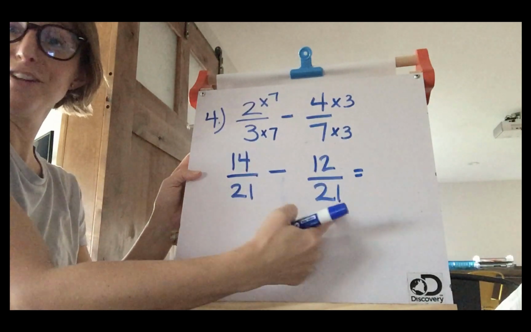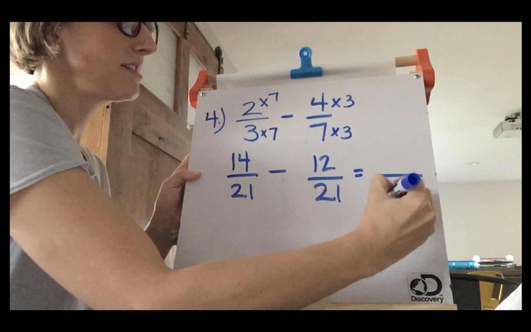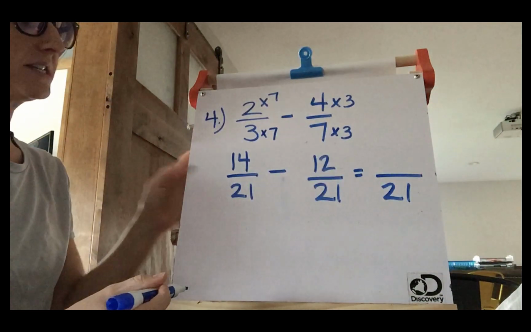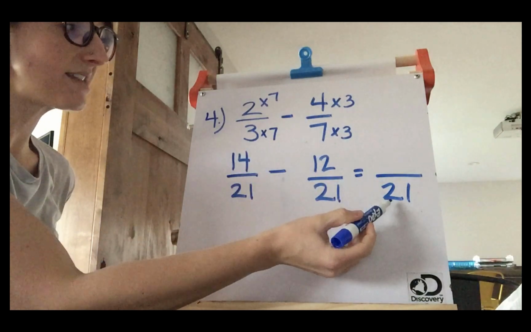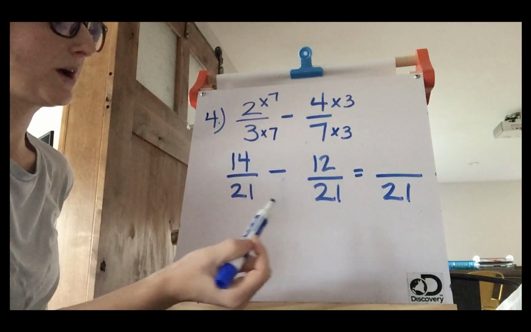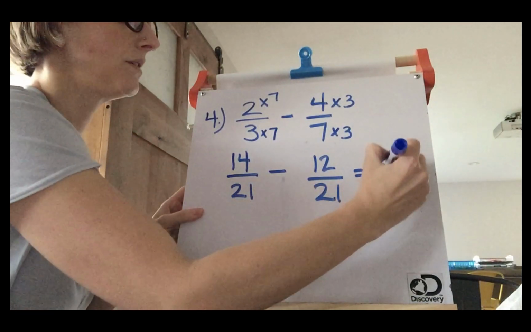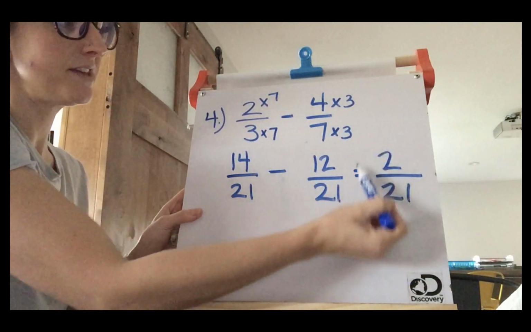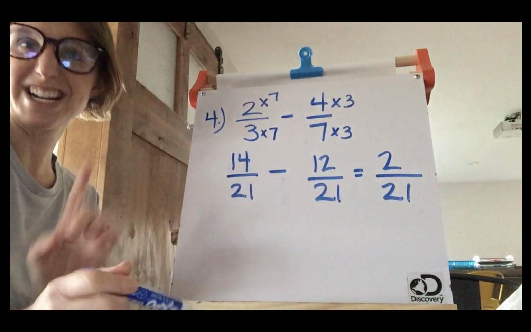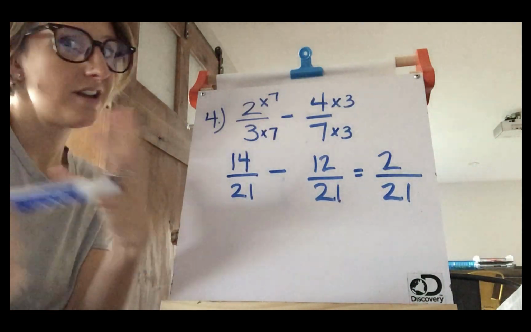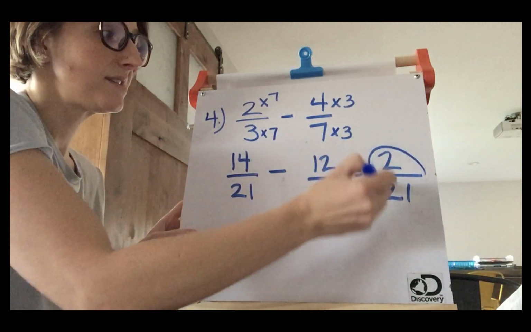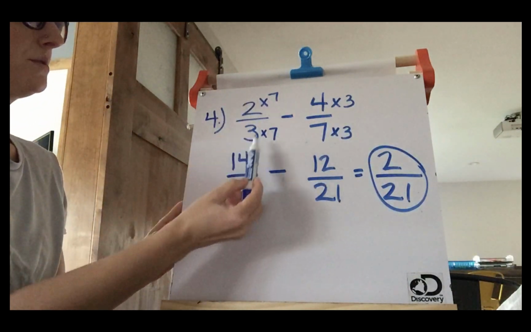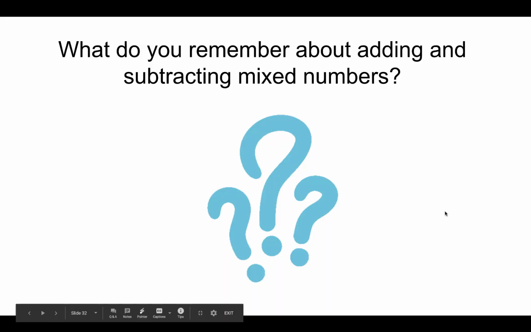I have like fractions. So I just need to focus on the numerators. My denominator stays just as it is now. What's 14 take away 12? 2. Now look at your final answer. Can you simplify this anymore? Do 2 and 21 share a factor besides 1 right now? No, they do not. So this is the difference of 2/3 and 4/7.